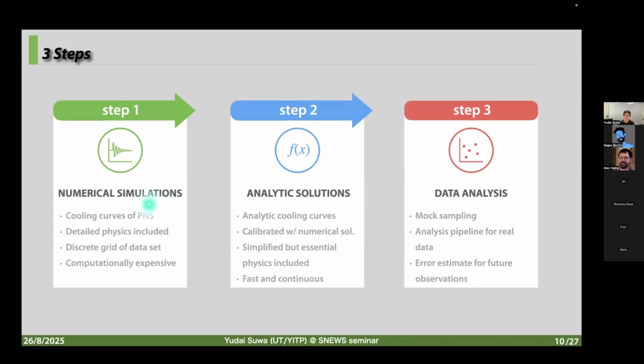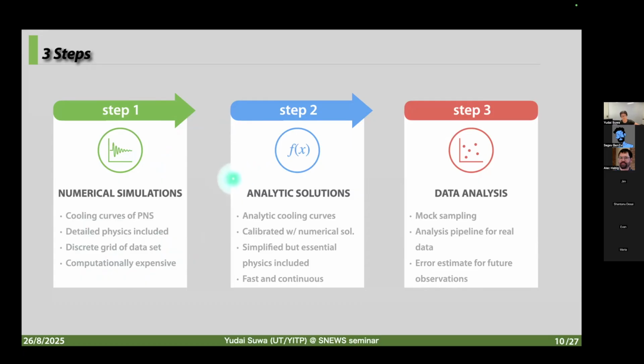So in order to do that, we perform a number of numerical simulations to get a cooling curve of many proto-neutron stars. And also here, we are now taking into account detailed physics. But unfortunately, because of numerical simulation, we have only discrete grid of data sets. So in order to connect, or in order to broaden the parameter space, we derived an analytic solution here.